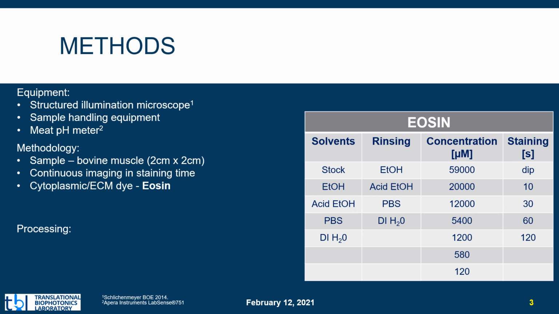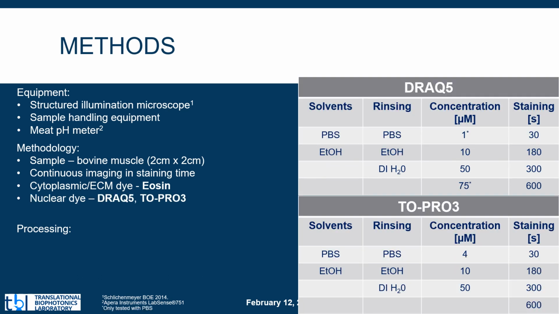For nuclear dyes, DRAQ5 and TO-PRO-3, we used the same procedure, with dilution only in PBS, which the dye manufacturer suggested, and ethanol, and for rinsing we used all solutions except for the acid alcohol. Here we did 4 imaging points after a sample is stained: 30 seconds, 3 minutes, 5 minutes, and 10 minutes.